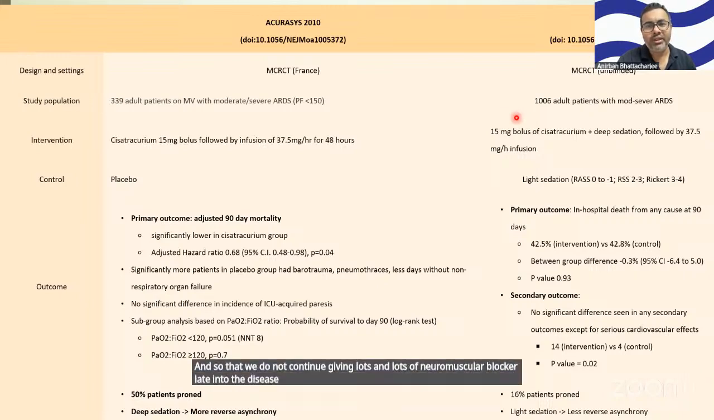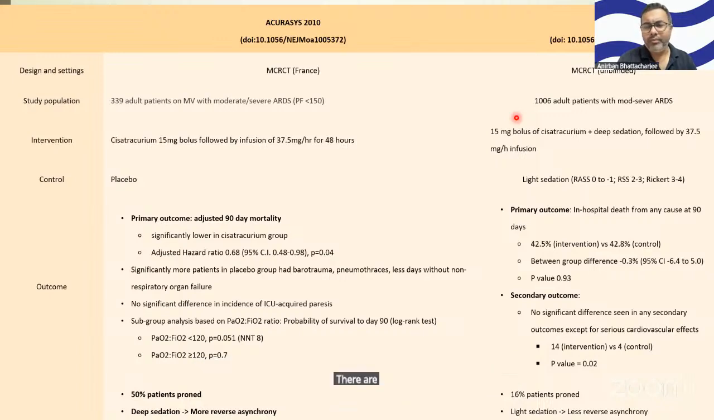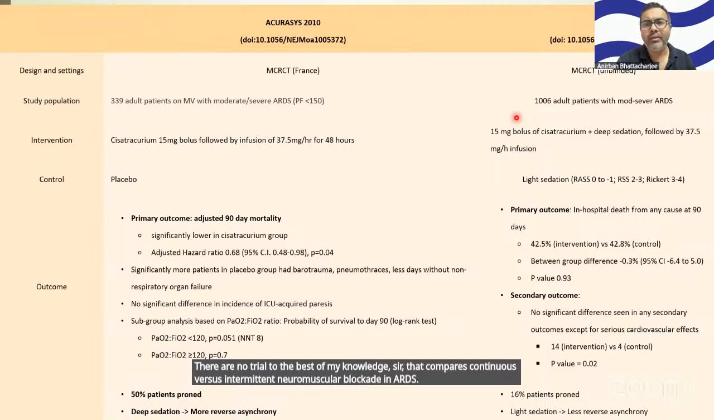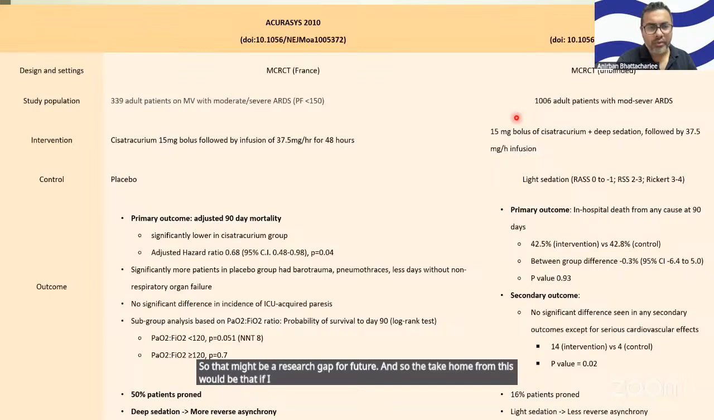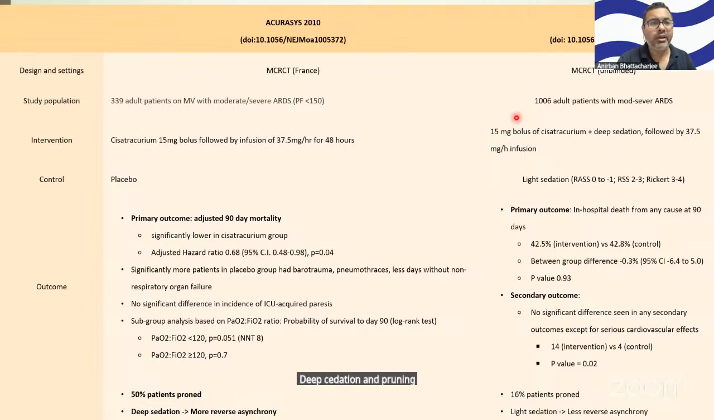This might lead to complications like myopathies and ICU-acquired weakness. There is no trial, to the best of my knowledge, sir, that compares continuous versus intermittent neuromuscular blockade in ARDS. So that might be a research gap for the future. And so the take home from this would be that if I am able to manage my patients on light sedation, I will not paralyze them. However, if I am having to give them deep sedation and proning, I would typically consider giving them cisatracurium infusions. Right. So, very rightly said.